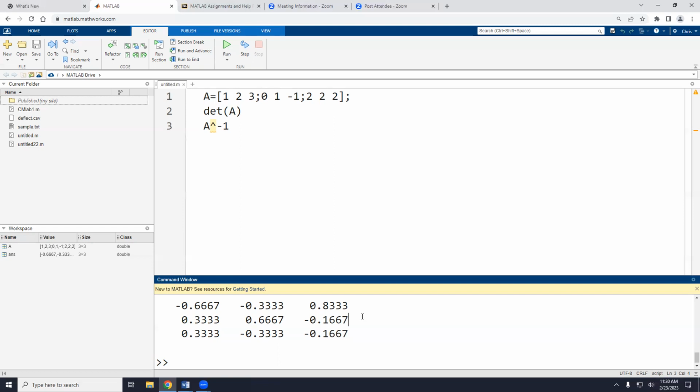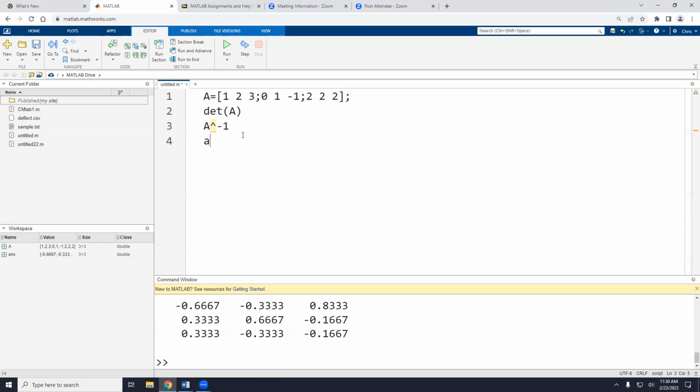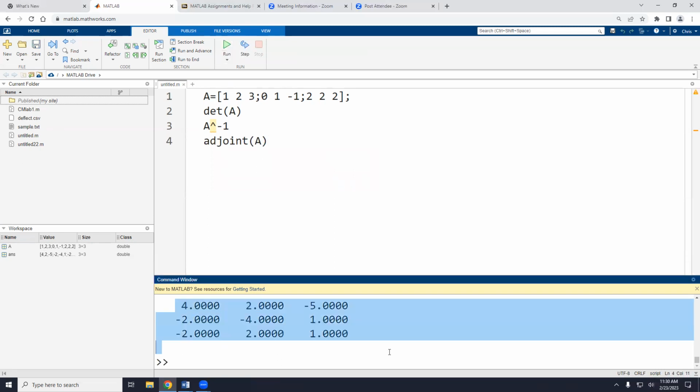While you guys are going through, let me show you that I think you can use MATLAB to get the adjoint by using the adjoint function. Okay, so I'm just going to try to type this in. So adjoint A, I think it's that. I don't think it's ADJ. All right, check that. There we go.